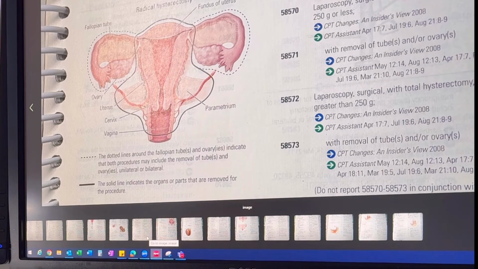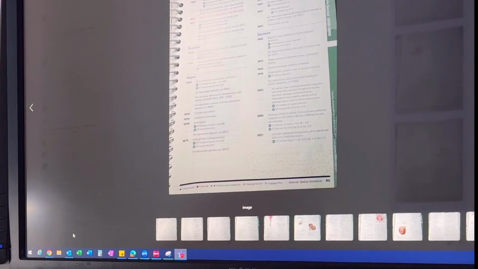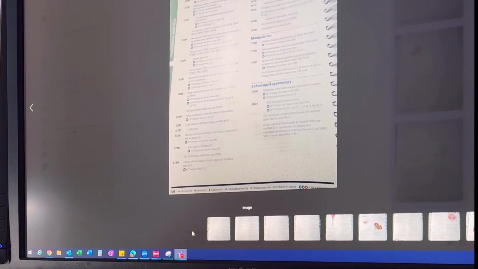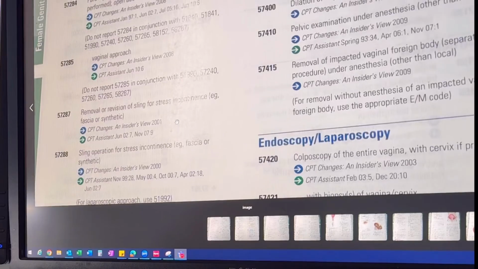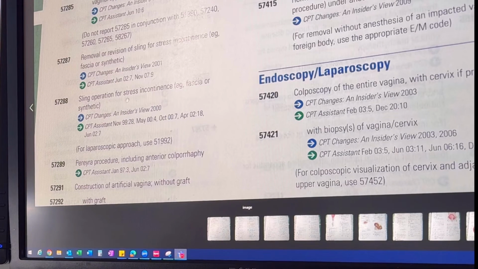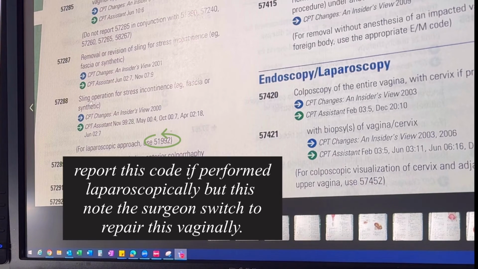Oh, and then I also have to show you guys the TVT, which I think is 57288? Yes, it is. So this is a sling operation for stress incontinence. I used to have TVT written in my book somewhere here, probably in my 2020 book. You guys can probably see those notes if you go back into my old videos, all the notes that I had in my book to help me along the way. But 57288 is the TVT code that we're going to be billing. So let me just add it here.